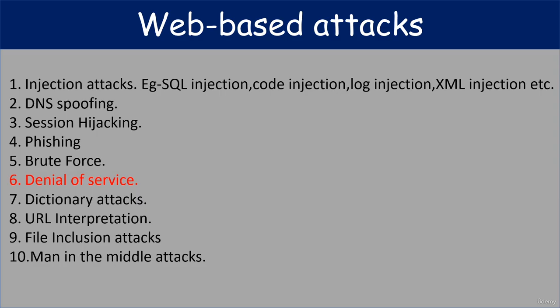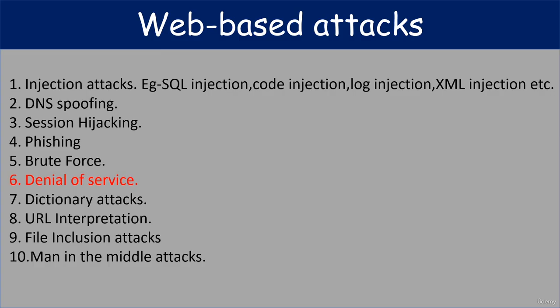Then we have DoS, denial of service. In this attack, the goal is to make a server or network resources unavailable to the user. It accomplishes this by flooding the target with traffic or sending it information that triggers a crash. It uses a single system and a single internet connection to attack a server.